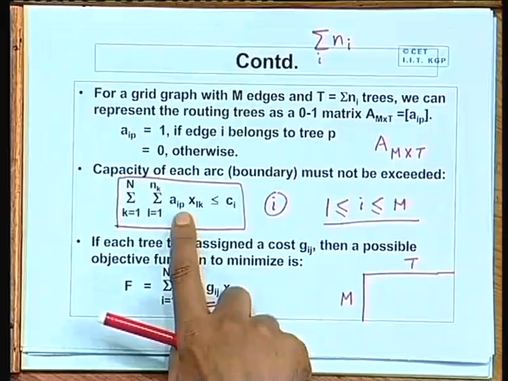Sir, this, yes. T should be L, I think. Huh? This second formula solution. This one?